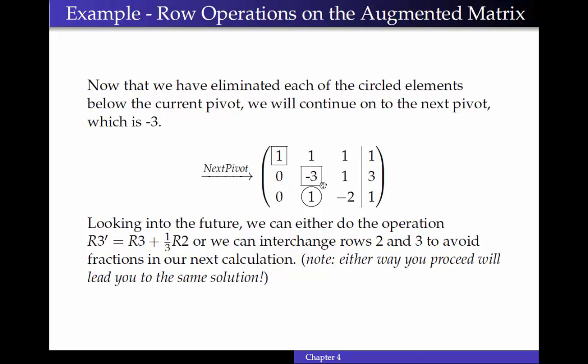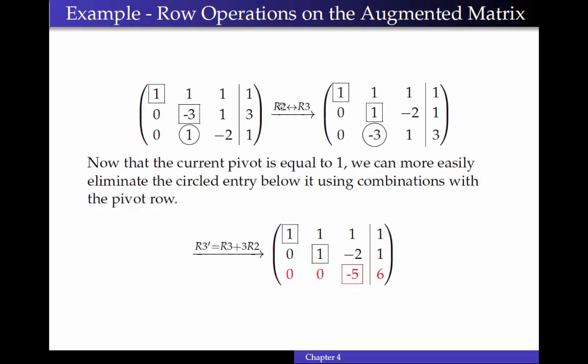Okay, so here we have our next pivot. So the pivot is negative 3. And again, looking into the future, because I want to eliminate the circled element below the pivot, I can either add 1/3 of row 2 to row 3, or I can be lazy and interchange row 2 and row 3 so that my pivot element is 1, and then I don't have to use fractions in that next calculation. So it's important to know that either way you proceed will lead you to the same solution. There's nothing wrong with doing it either way. Just, I like to be lazy.